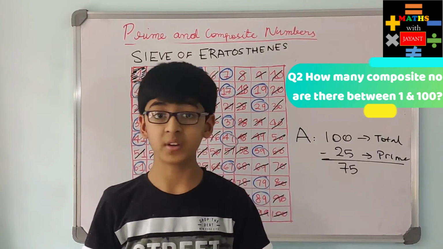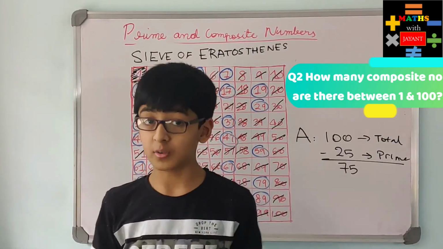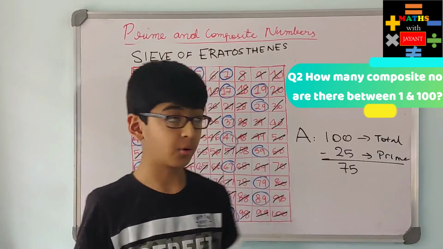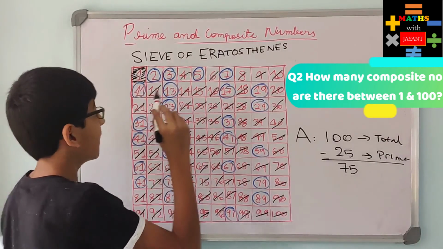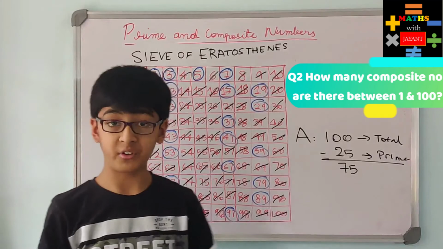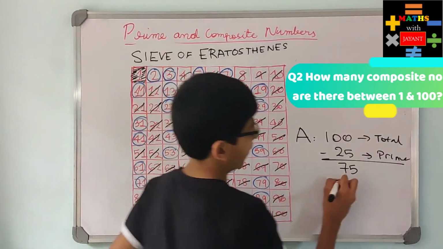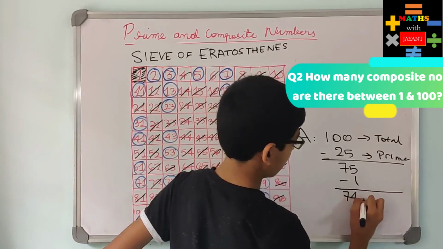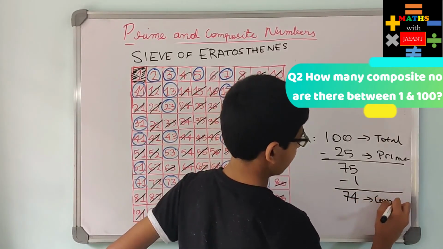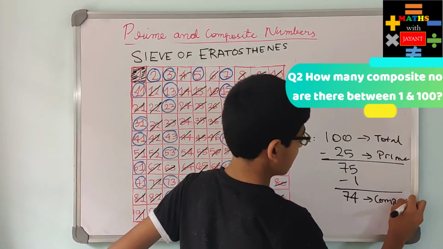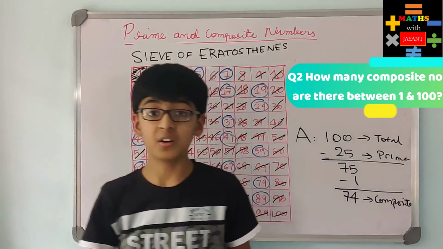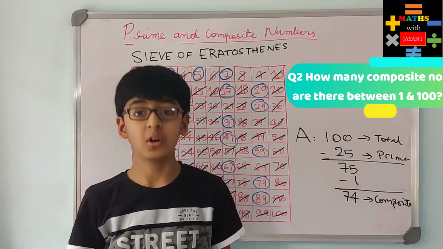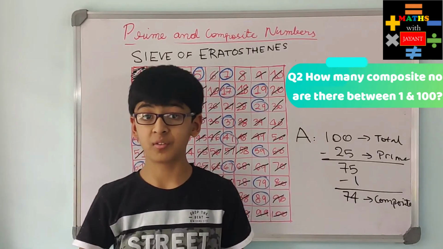Now what should we do over here? What is wrong? Have we forgotten that 1 is neither prime nor composite? We have to subtract this 1 also. And now we'll get the answer 74. So finally we get the answer as 74 composite numbers.